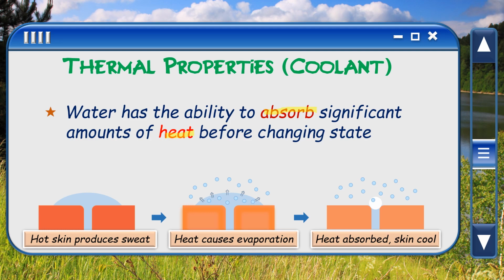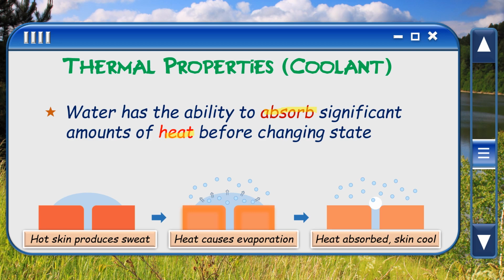When does it change its state? By changing of state, it means that the hydrogen bonds have been broken. And to break those hydrogen bonds, you have to use heat energy. So the water will absorb that heat energy in order for the bonds to be broken, and then it can change into vapor. So water can be used as a coolant. Why? Because it can absorb a lot of heat before it changes its state.